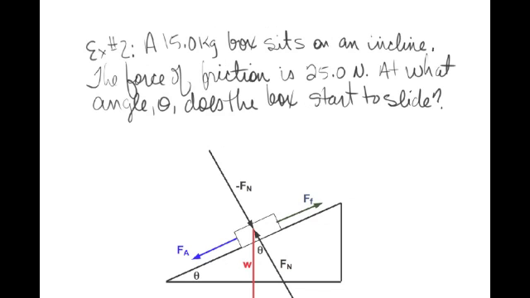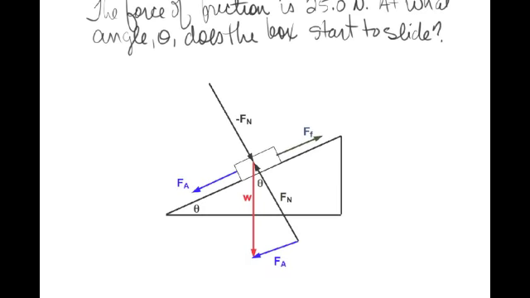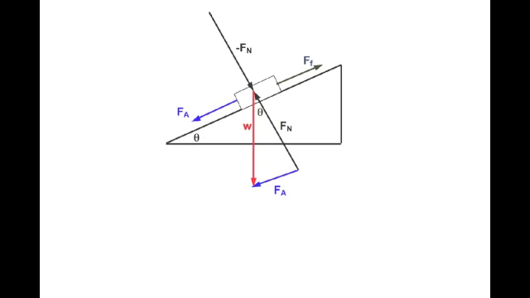Example number 2. A 15 kilogram box sits on an incline. The force of friction between the incline and the box is 25 newtons. The question is, at what angle theta does the box start to slide? The free body diagram is given right here. As you can see, all the usual forces are here. We have the applied force, the force of friction, the force that the box presses down on the incline with, the normal force the incline pushes back with, the weight of the body, and the applied force here, again equal and parallel to this applied force.